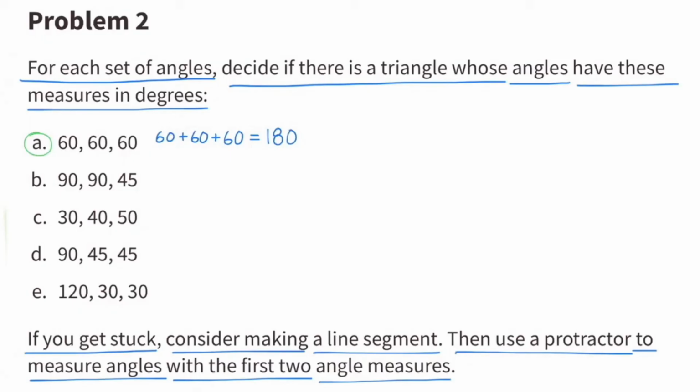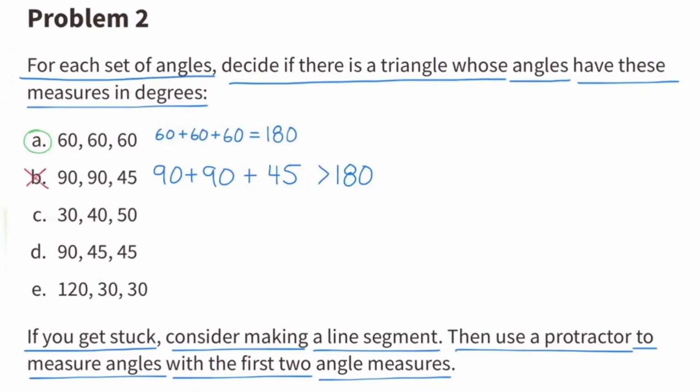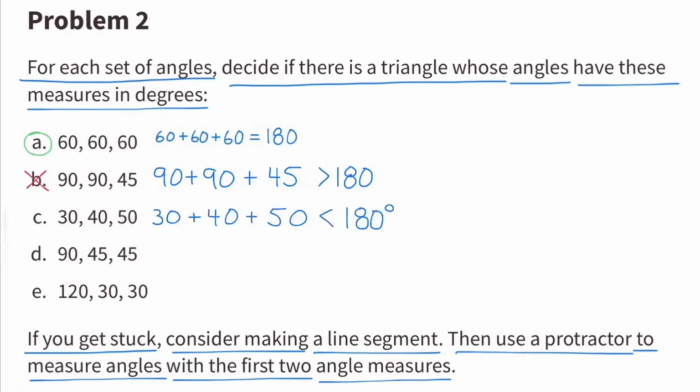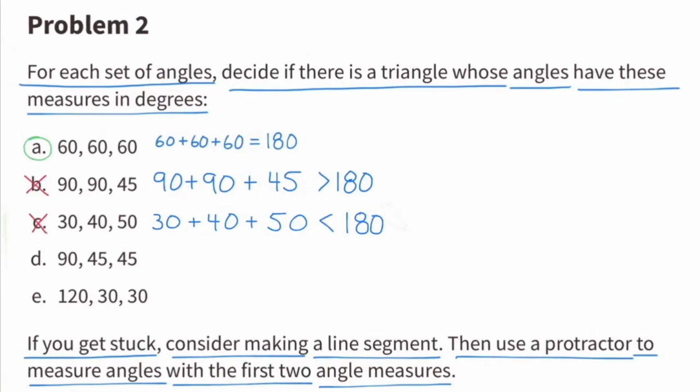B. 90 degrees, 90 degrees, and 45 degrees. 90 plus 90 plus 45 is greater than 180 degrees, so this would be no. C. 30 degrees, 40 degrees, and 50 degrees. 30 plus 40 plus 50 is less than 180, so this would be no.